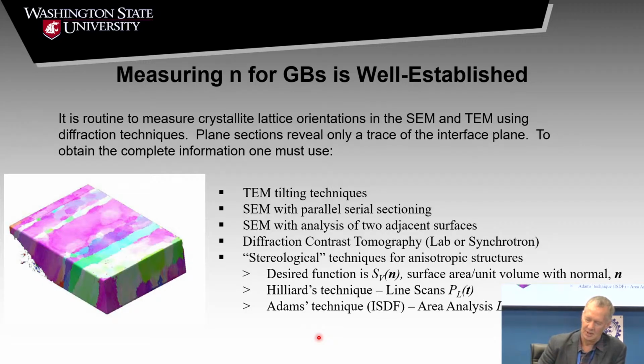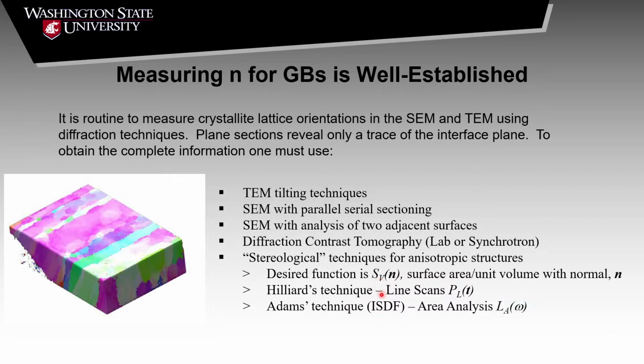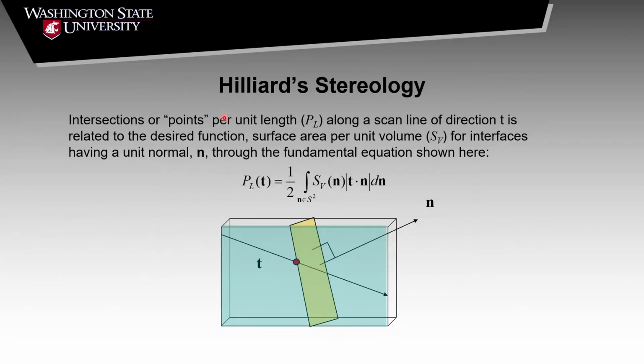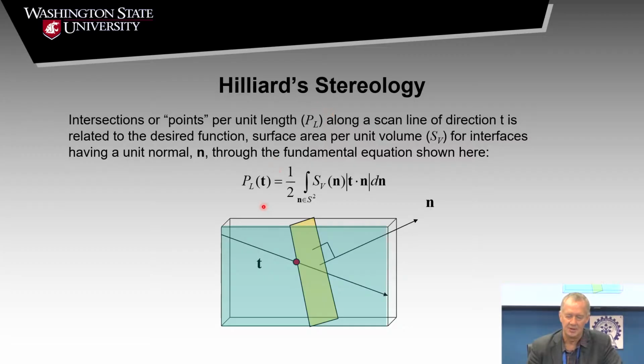Okay. So here's 3 dimensions. Here's some ways to do it. Stereological techniques. There's a number of different techniques to measure this surface area per unit volume with a given grain boundary normal orientation n. So I'm going to talk about a couple of these. Hilliard published some work in the 1960s, so now 60 years old, these papers. Really fantastic solutions he got.